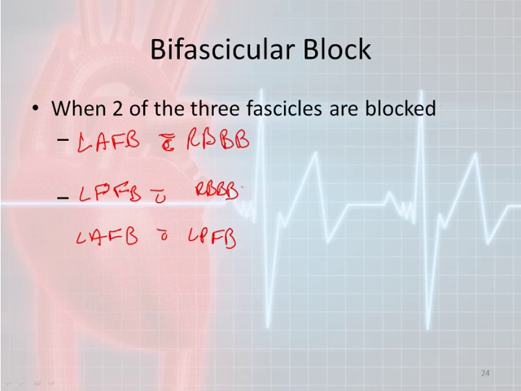These last two are pretty rare. This first one, though, an anterior fascicular block with a right bundle branch block, is pretty common. So those are the times where you'd be considered having a bifascicular block. I don't teach this. I don't really concentrate heavily on this. I think there's enough information in here to get you through a very solid interpretation of a 12 lead.